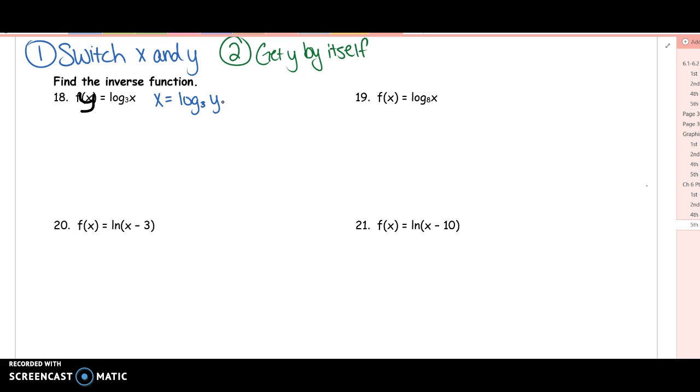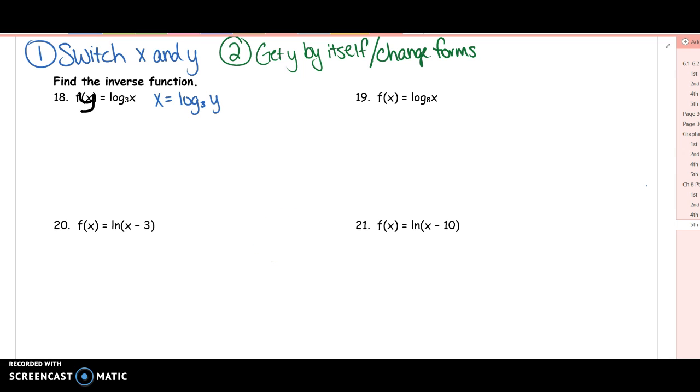Here's where we encounter a problem. Y is currently stuck inside the log. You can't divide by log base 3 because log base 3 is not a number, it's an operation. So the y is inside the log. The only way to get the y out of the log is to change forms. So up here where it says get y by itself, you may want to add the note change forms.